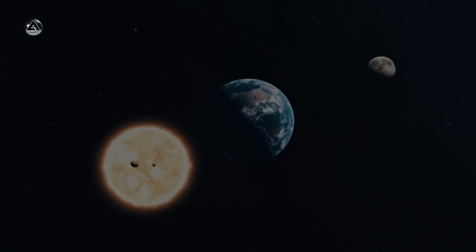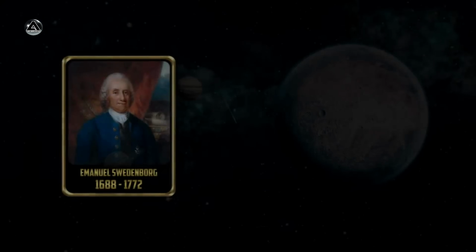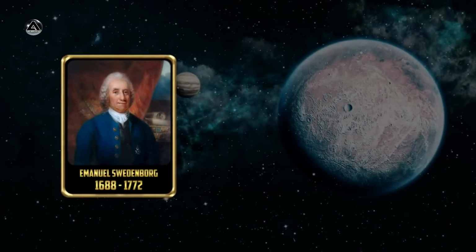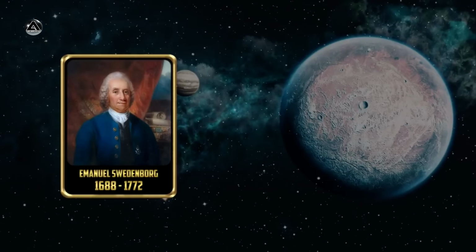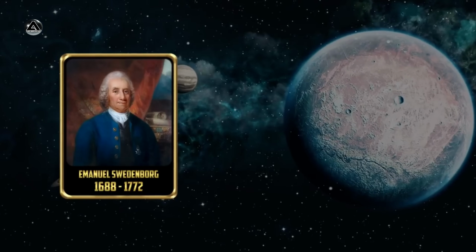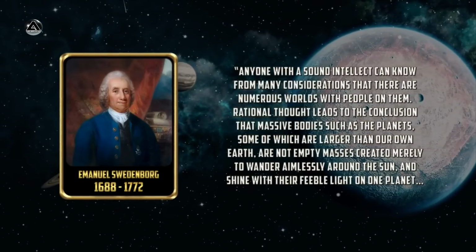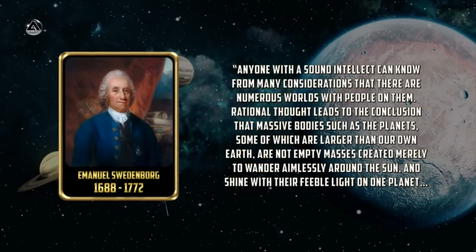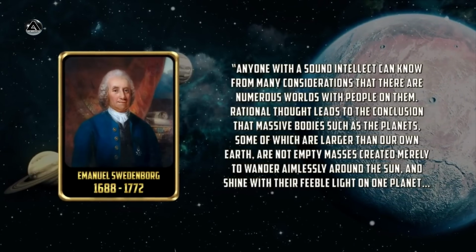Although he didn't think people could live on the Sun, he sided with those who envisioned inhabitants on other planets and even the Moon. Emanuel Swedenborg was a Swedish engineer, scientist, and most prominently a theologian. In his work, Earths in the Universe, Swedenborg states, quote, "Anyone with a sound intellect can know from many considerations that there are numerous worlds with people on them.